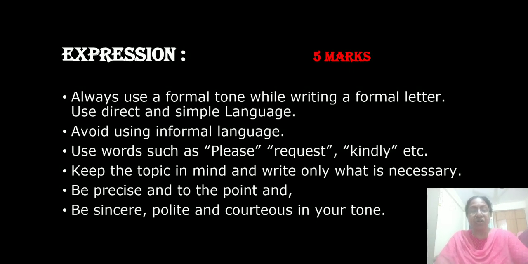Now, for expression you are awarded 5 marks. Always use a formal tone while writing a formal letter. Use direct and simple language. Avoid using informal language. Use words such as please, request, kindly, etc. Keep the topic in mind and write only what is necessary. Be precise and to the point. And be sincere, polite, and courteous in your tone.